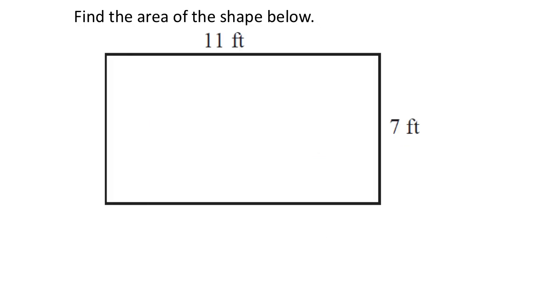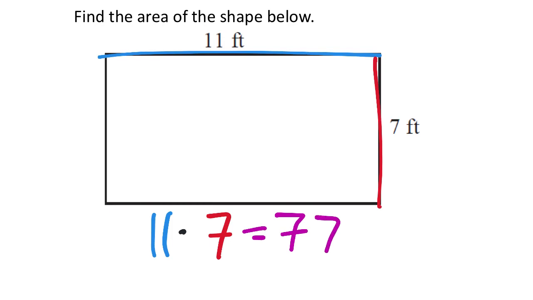Find the area of this shape. That's just a rectangle. So we should be able to take the length and the width and just multiply those out. So that's 11 times the 7 there. And 11 times 7 is 77. But again, don't forget to label this one, right? It's not just that it's in feet, but it's actually in square feet.